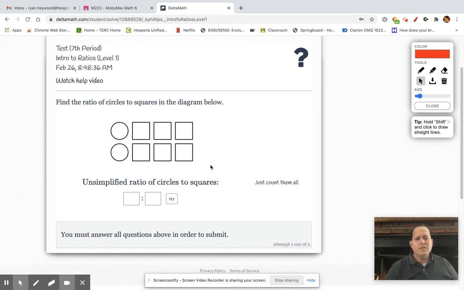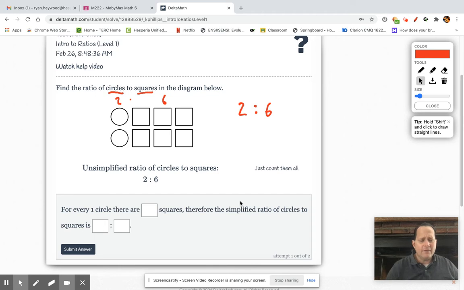Okay, so find the ratio of, again, we have to read the problem very carefully, of circles to squares. So we have 2 circles and we have 6 squares. So we have 2 to 6. All right, now the unsimplified ratio of circles to squares is just that, 2 to 6. All right, now for every one circle, there are how many squares?